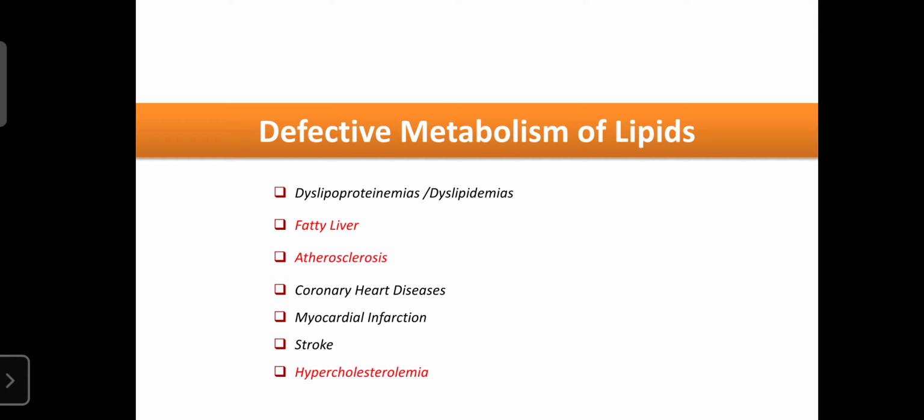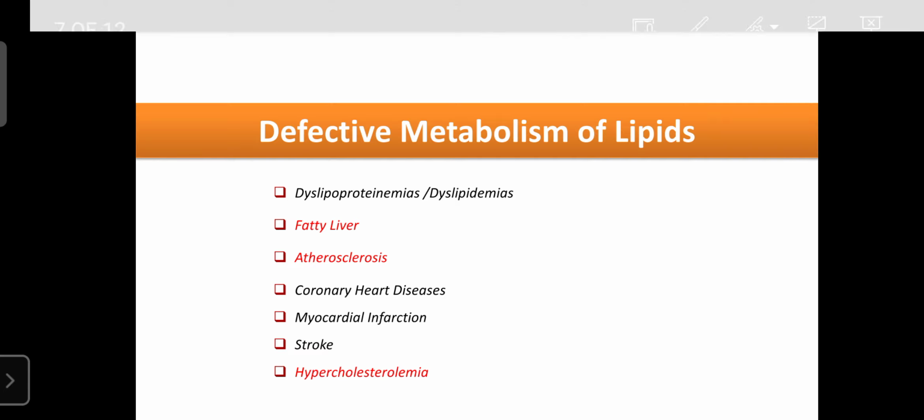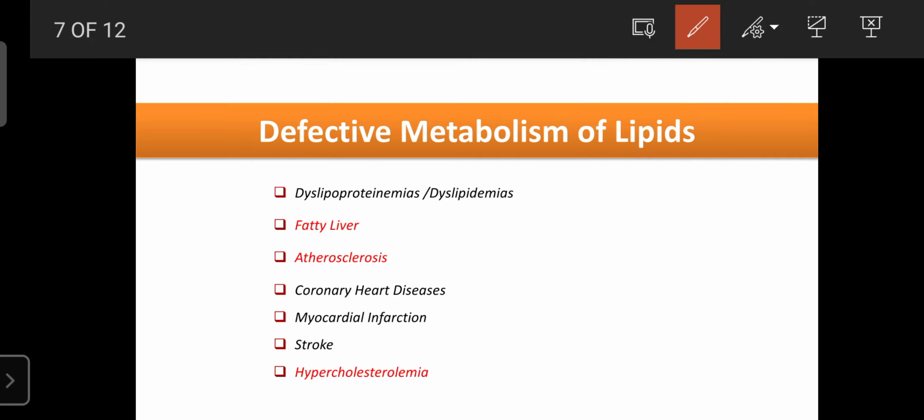The next one is atherosclerosis, that is the deposition of cholesterol or bad fats in the blood vessels, in the arteries, which can create problems in the passage of blood. That condition is known as atherosclerosis. Next is coronary heart disease. Once again, by blockage of the coronary circulation due to accumulation of cholesterol or bad fat, the heart does not get adequate oxygen, nutrition or blood. That condition is known as coronary heart disease.